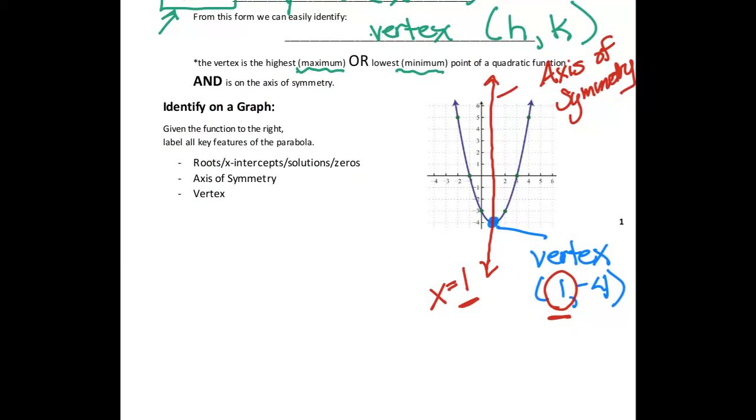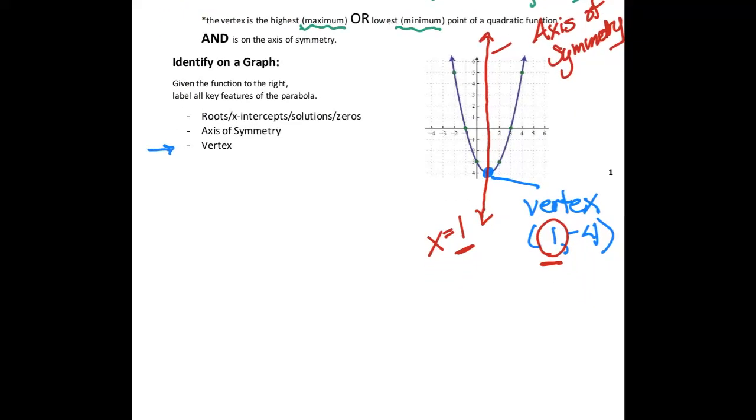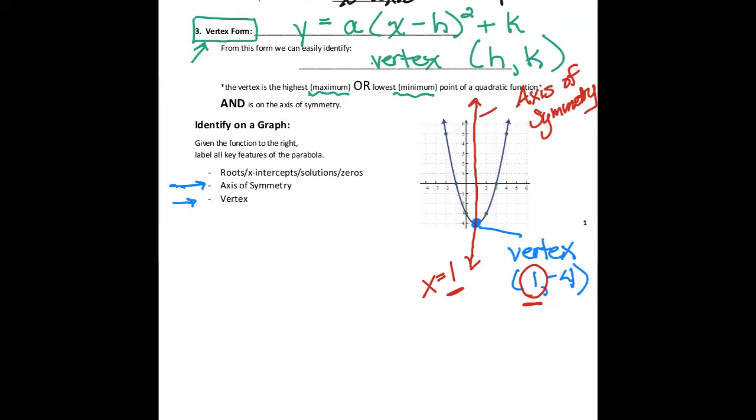Parabola, okay? It's a U-shaped graph. We started first with the vertex, which in this case was my lowest point at (1, -4). Then we found the axis of symmetry. That's the line that cuts through that parabola, okay? And notice the x-coordinate of my vertex and the x equals 1, those are the same because that vertex is always on that line, the axis of symmetry. So those amounts are going to be the same.